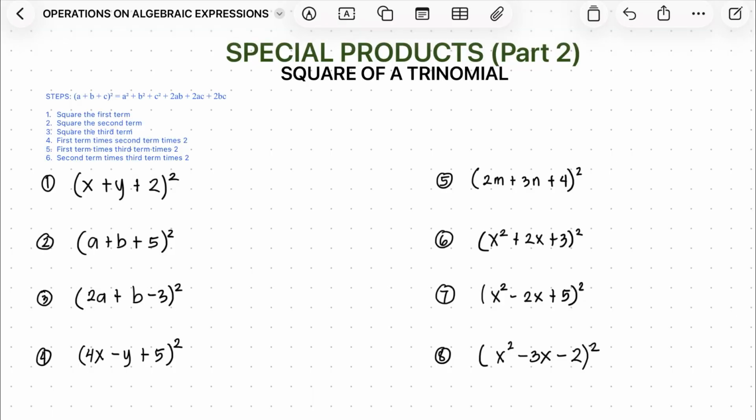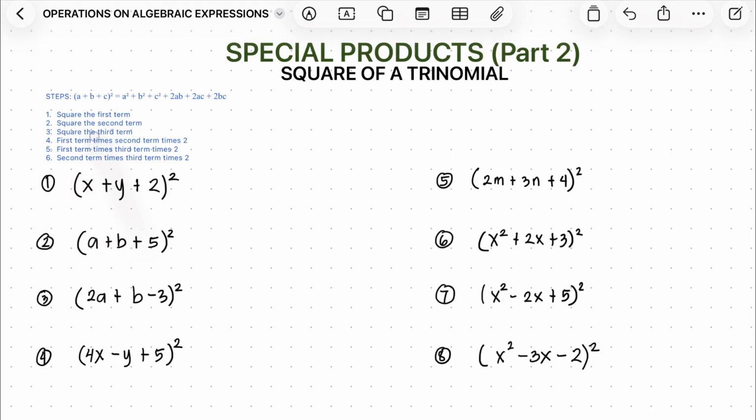In this video, we will continue our discussion on special products. So this time we will have square of a trinomial. To do this, first step is to square the first term. Second is to square the second term. Third is to square the third term.